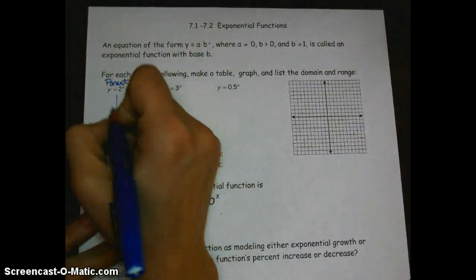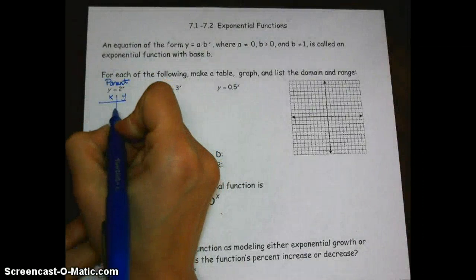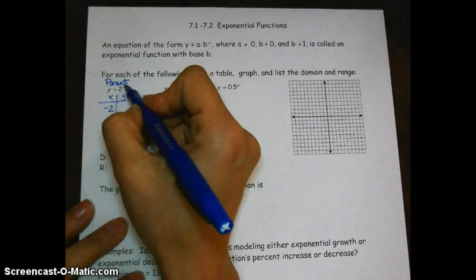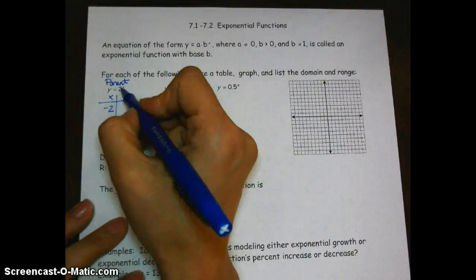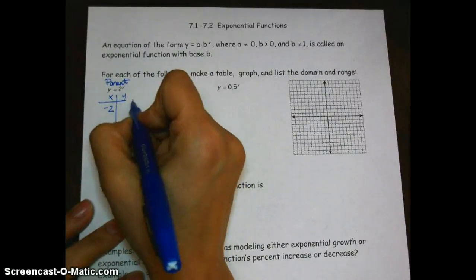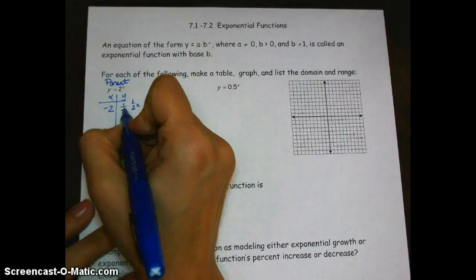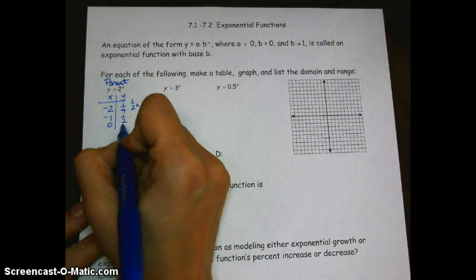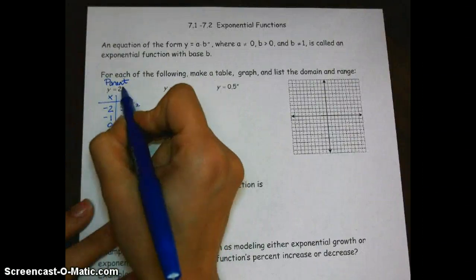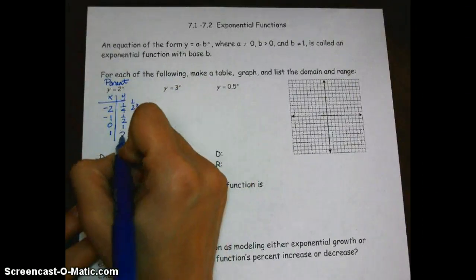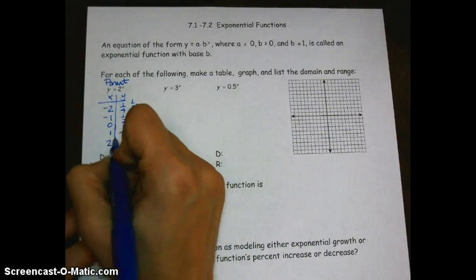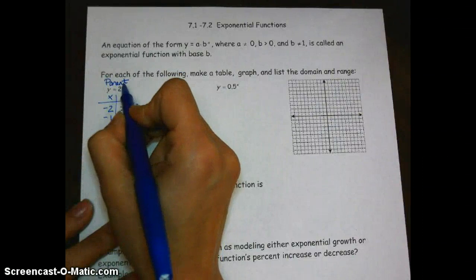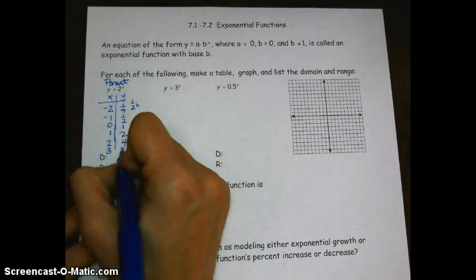When you make your table, it's just like always, right? We've got x's and y's. Let's start with -2. Remember, if I raise 2 to the -2 power, the negative is flipping, so it's really 1 over 2 squared, which gives back 1/4. If I put in -1, 2 to the -1 power gives back 1/2. Anything to the 0 power is 1. If I put 1 in where x is, now I have 2 to the first, which is just 2. If I put in 2, I get back 4. And if I put in 3, that is 2 to the third power, which is 2 times 2 times 2, so I get back 8.